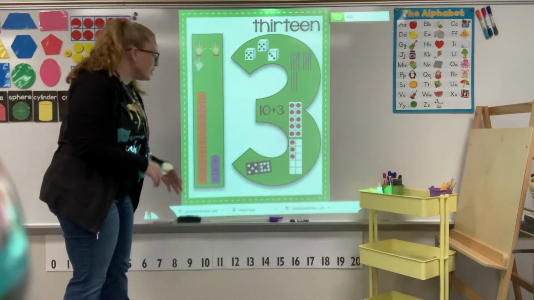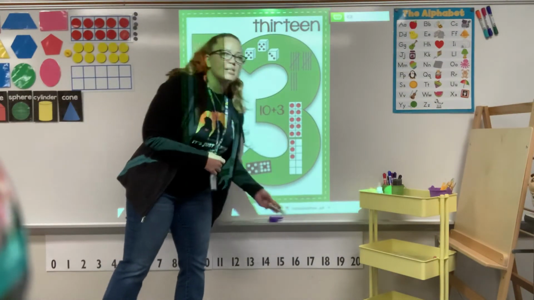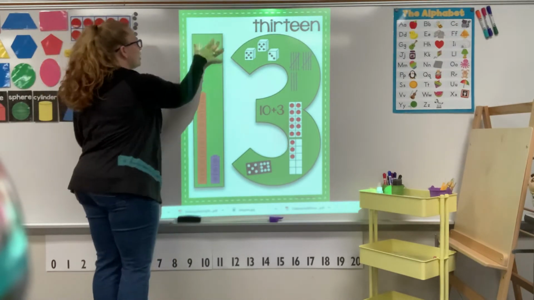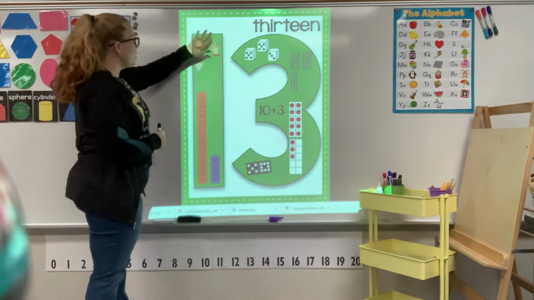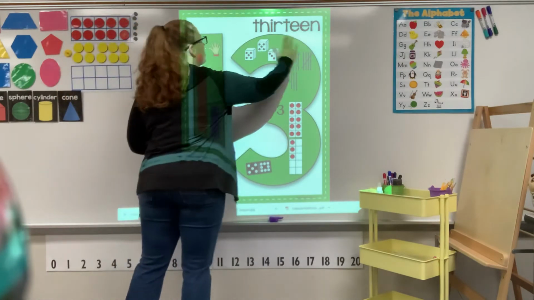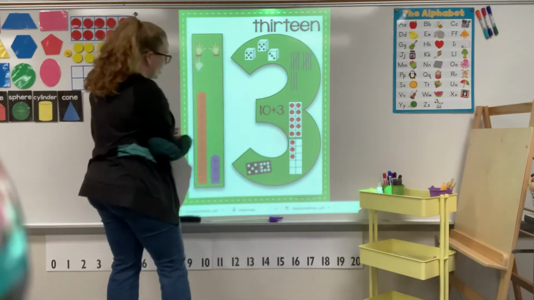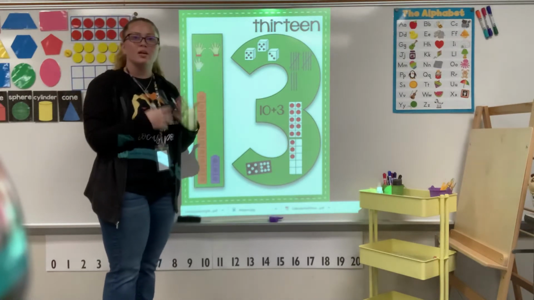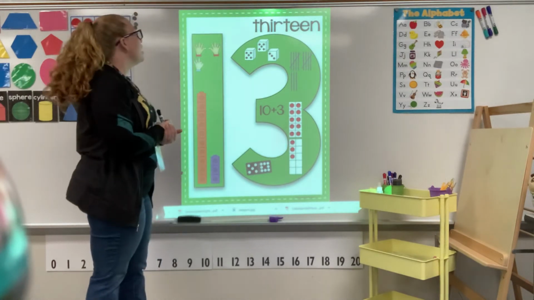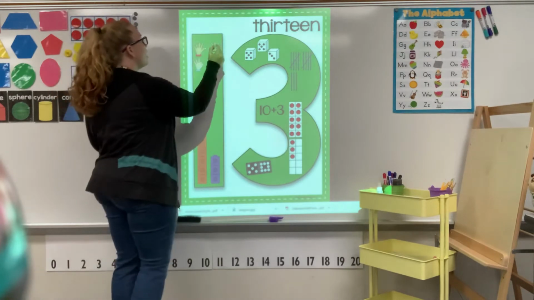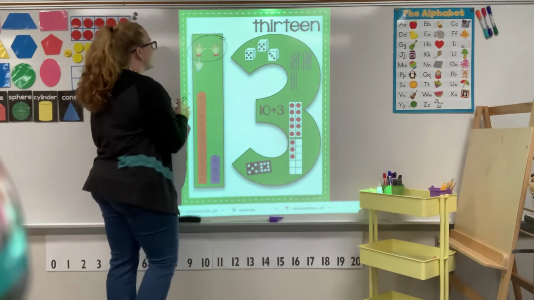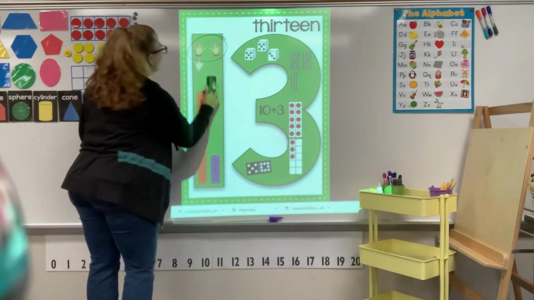So let's look at the different ways we can represent the number 13. So we have our big 13 right here. We have a big number 1 and we have our big number 3. So that is one way to represent the number 13 as the number. And then we have these counting fingers up here.